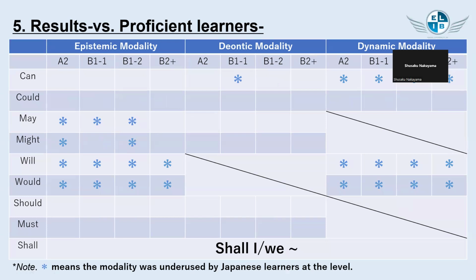Next, here are results of the Steel's test on comparisons between Japanese learners and the proficient learners. The asterisks in light blue indicate modalities underused by Japanese learners. Here again, there were no modalities that Japanese learners overused, and most of the underused modalities were by all the levels of learners. As with the comparison results against native speakers, Japanese learners tended to underuse epistemic modalities and dynamic modalities.